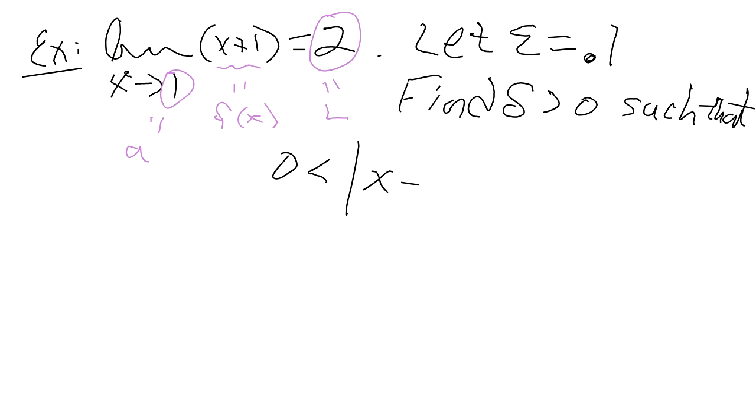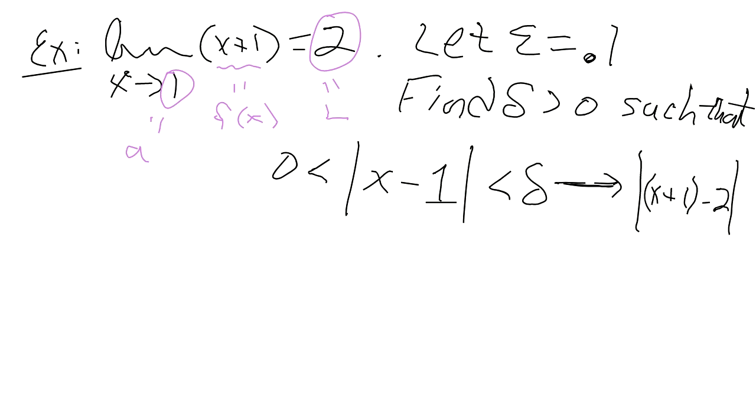The absolute value of x minus a, which would be the absolute value of x minus 1, would have to be less than delta, and that would imply or guarantee that the absolute value of f of x, which is x plus 1, minus L, which we think is 2, would be less than epsilon. So hopefully you can see that.